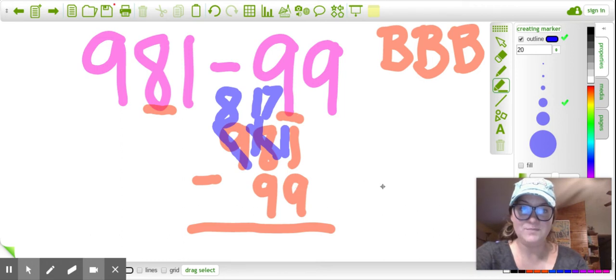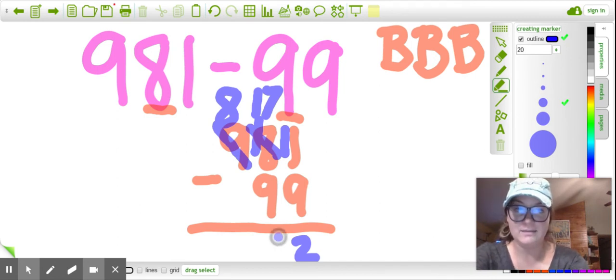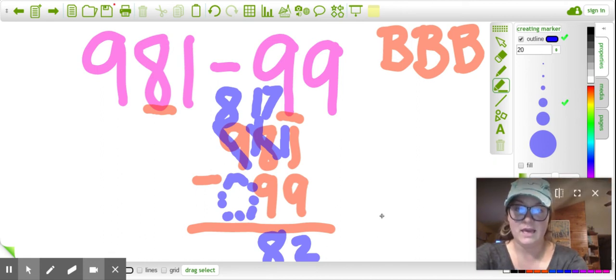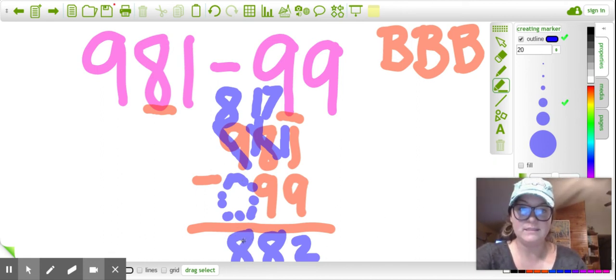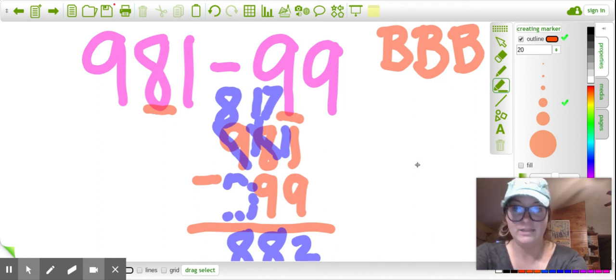11 minus 9 is 2. 17 minus 9 is 8. And 8 minus an imaginary 0 would be 8. So our difference would be 882. Remember, we can always double check that answer by taking the difference and doing the opposite operation and adding this number. And we should end up with what we started, 981. Let's do a little side math and check.